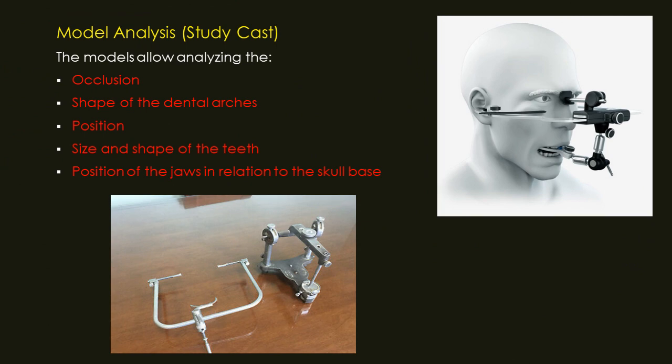The other evaluation and diagnostic step is the model analysis, or study cast. The upper and lower casts are taken and the centric occlusion recorded in order to evaluate the malocclusion disharmony. The model is oriented in a semi-adjustable articulator after face bow transfer. The model allows analyzing the occlusion, shape of dental arch, position, size and shape of teeth, and position of the jaw in relation to the skull base. Usually 2 sets of models are used. One is kept to analyze the preoperative situation, and the second set is used to perform the mock surgery.